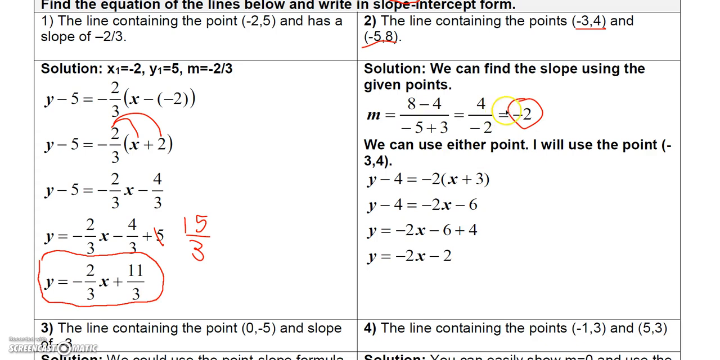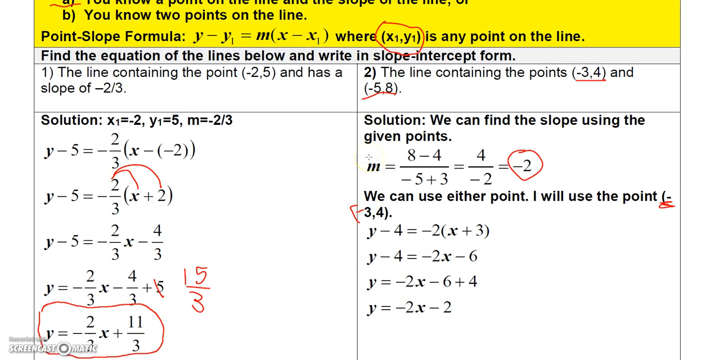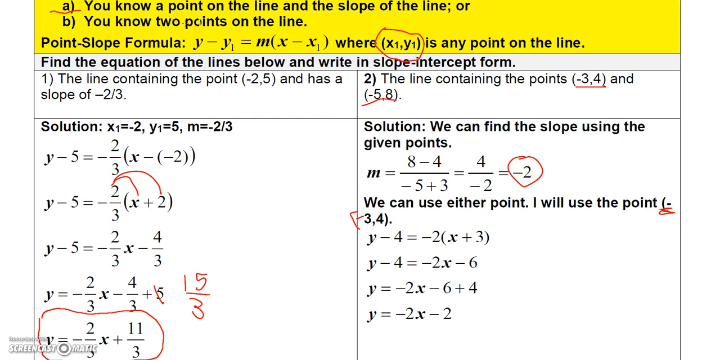Now, we can use either point, and I'm going to use this. I really wish that I had scrolled that down so you could see, but I'm going to use the point negative 3, 4. So I could use the point negative 3, 4 or the point negative 5, 8. So I'm going to use the point negative 3, 4. And remember, I'm using this formula up here, y minus y1 equals the slope times x minus x1.